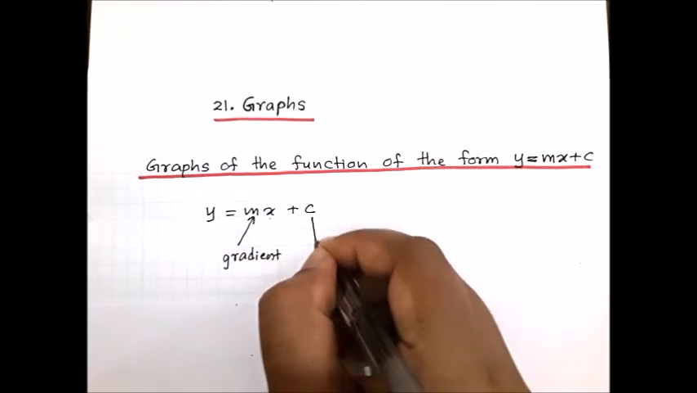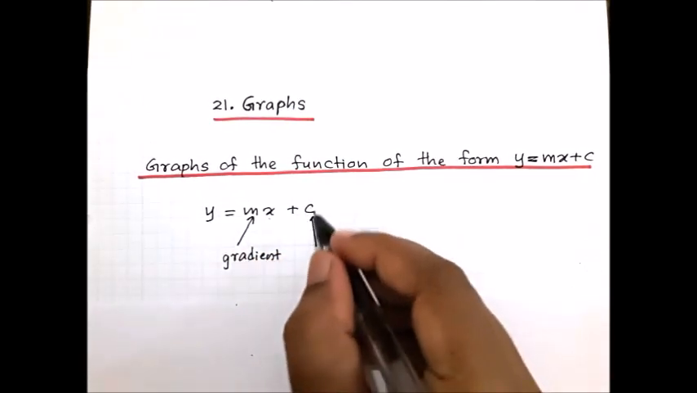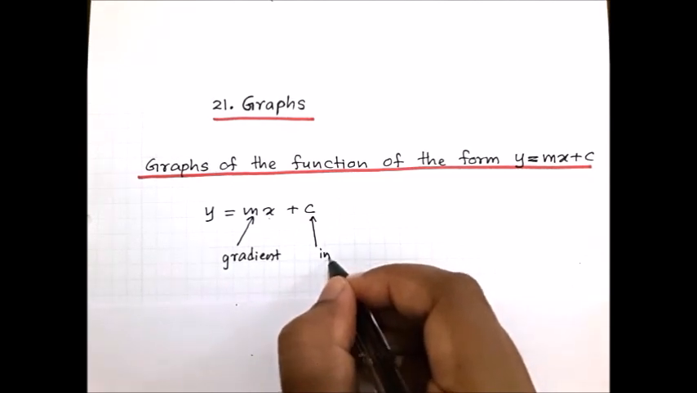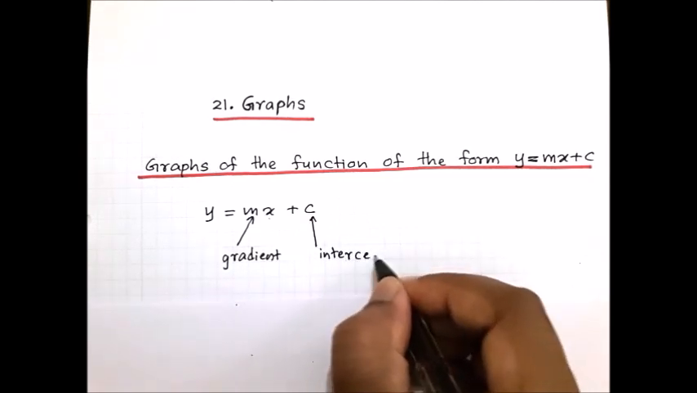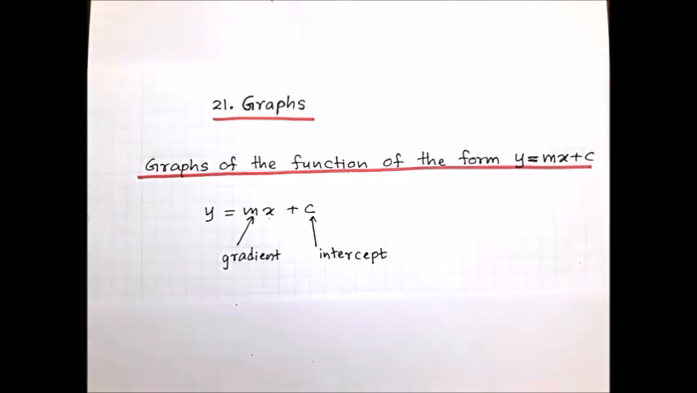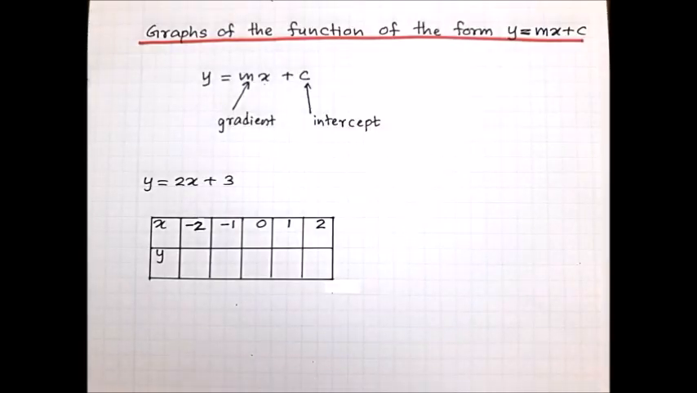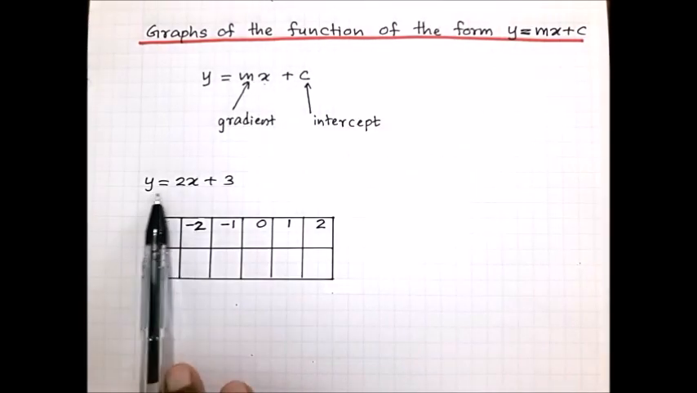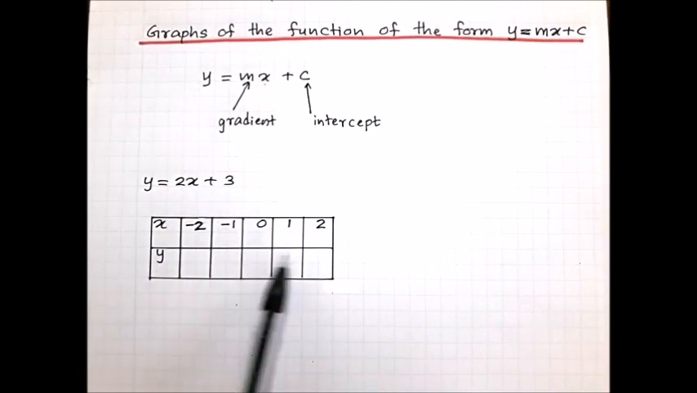And c, the constant value, this is the intercept of the graph. Let's start to draw this graph y equals 2x plus 3. First you have to fill this table.